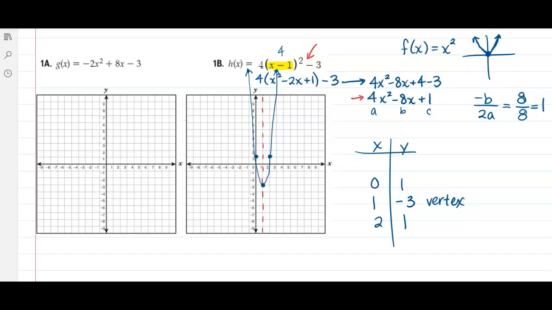So that can be another way to find your vertex to start with without changing to standard form and using the -b over 2a formula. We'll talk more about transformations later on, I think around step 15 or 16. For now, you can just change this vertex form into standard form if that's easier.